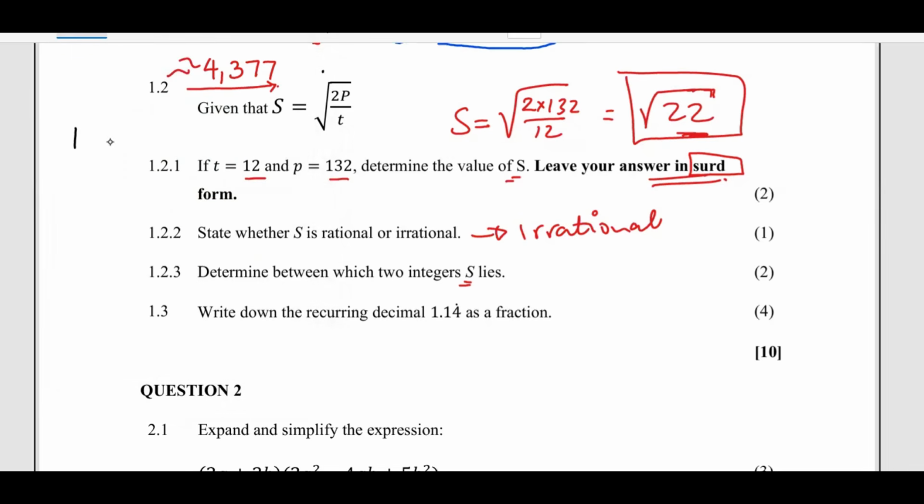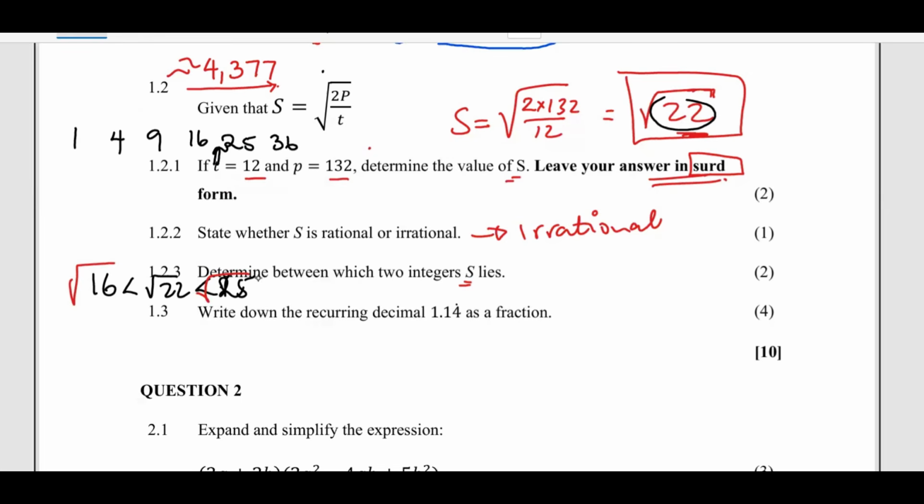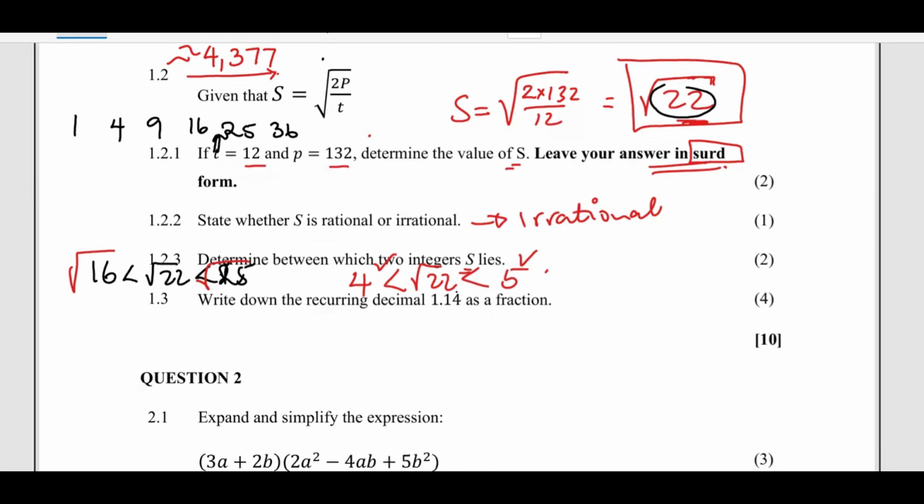1 squared is 1, 2 squared is 4, 3 squared is 9, and then 4 squared is 16, 5 squared is 25, 6 squared is 36, and so on. Now we see that this 22 simply lies between 16 and 25. So we can say that 16 is less than root 22 is less than 25. And then we find the square roots of those numbers. So square root of 16 is 4, less than root 22, and then less than 5. So it's between 4 and 5. So if 4 is an integer, 5 is also an integer.